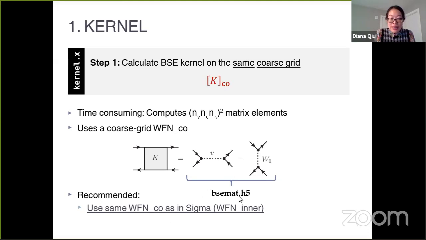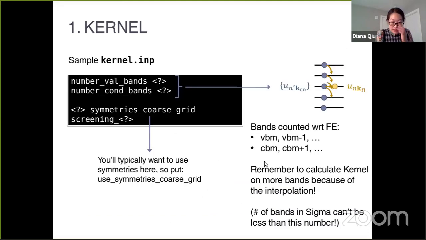So then once you have this BSE mat, in order to generate this, when you run kernel, the code reads an input file called kernel.inp, and there are a number of flags in this input file. One of these flags is the number of valence bands and the number of conduction bands. So this is basically the number of valence bands and conduction bands that you want to use to interpolate the coarse grid to the fine grid.